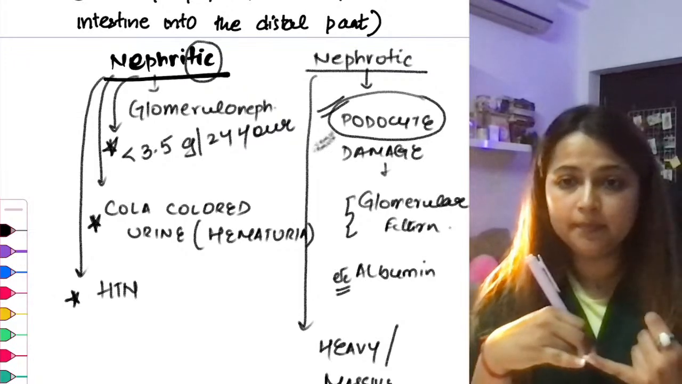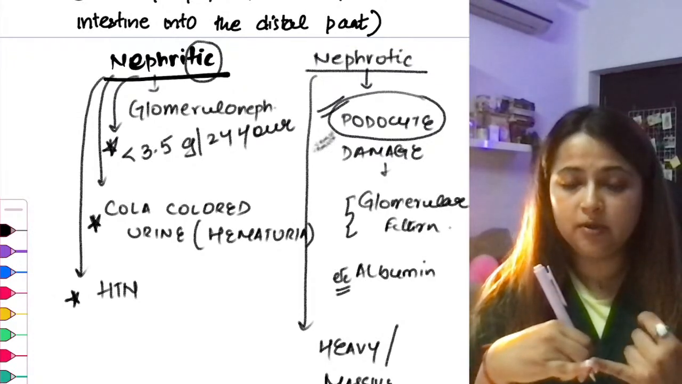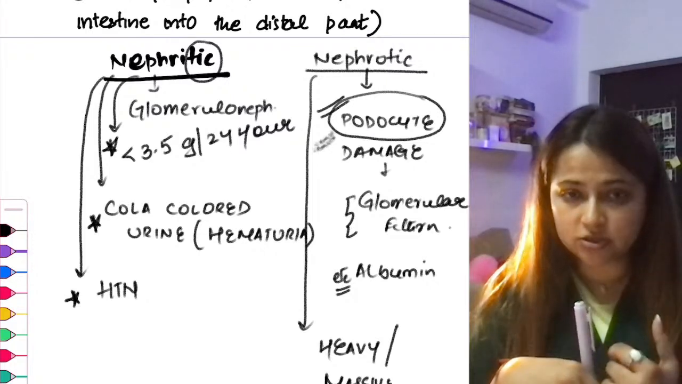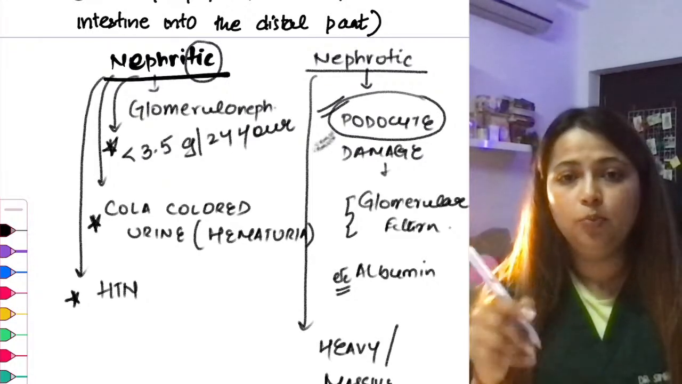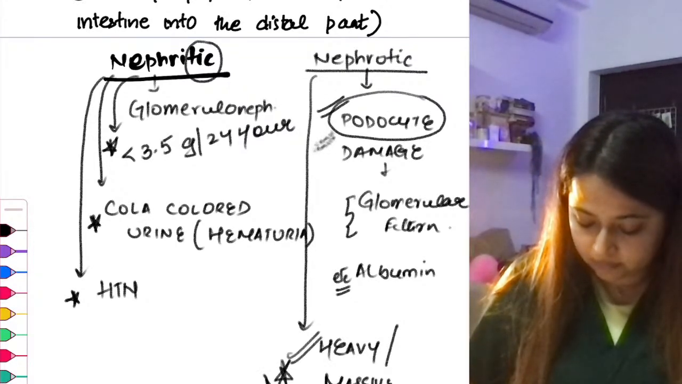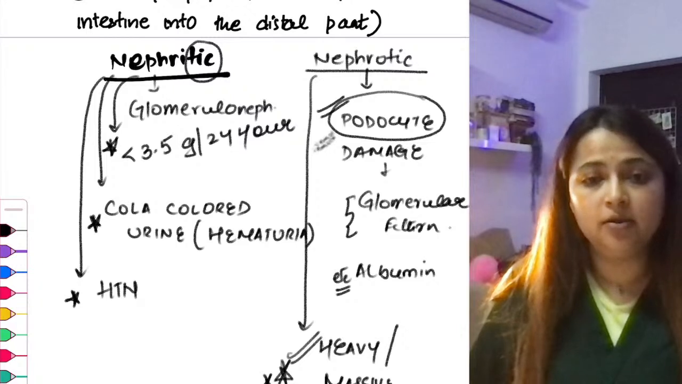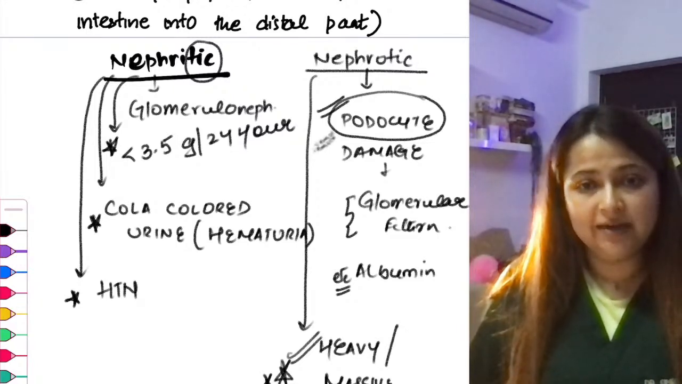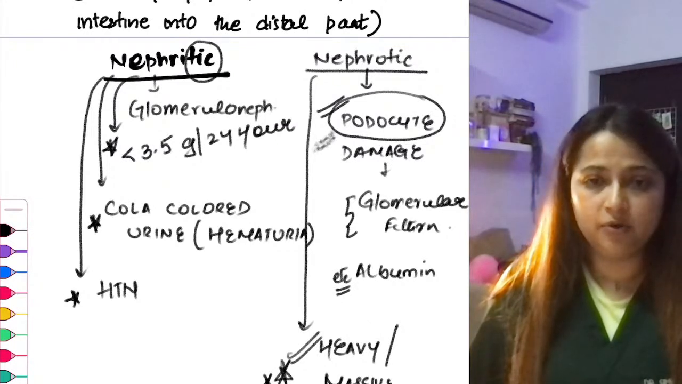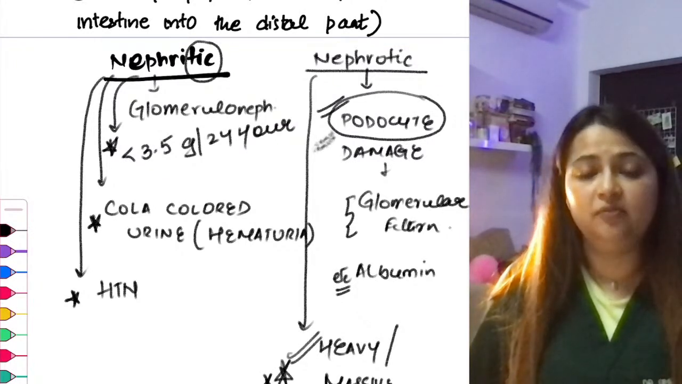So these are the important points regarding nephritic syndrome. Number 1, proteinuria which would be less than the nephrotic range. Number 2, cola-colored urine. Number 3, hypertension. When you talk about nephrotic, massive proteinuria is the clear winner, because if proteinuria is around 4 or 5 gram per 24 hours in the question, they're talking about nephrotic.